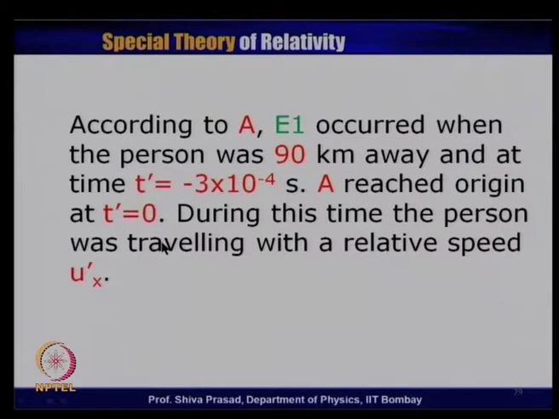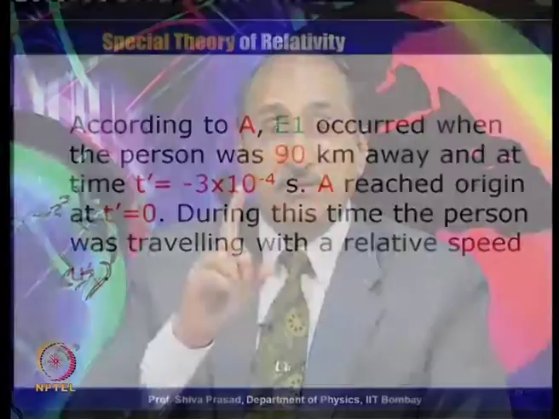Let us go back here. According to A, that is the ambulance person, event number 1 occurred when the person was at 90 kilometers away at time t prime equal to minus 3 into 10 to the power minus 4 seconds. Remember, these were the coordinates of event number 1 in the ambulance frame. So, the distance of that person who had sent the light signal was 90 kilometers, but the time in the watch of the observer sitting in the ambulance was minus 3 into 10 to the power minus 4 seconds.